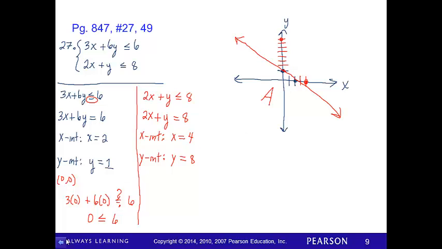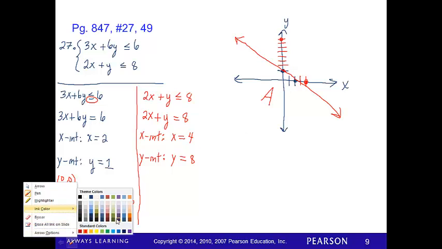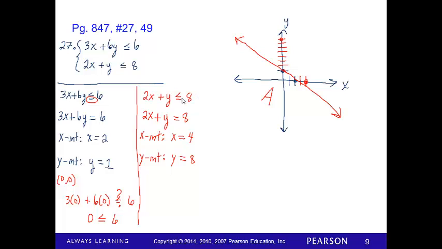Now, is it a solid line or is it a dashed line? Well, there's our equality. That says less than or equal to, so we know we're going to have a solid line through these 2 points. Go ahead and draw your line and extend it out. Now, let's pick our test point. There it says 0, 0. It's still available to us, right? So I'm going to use it.